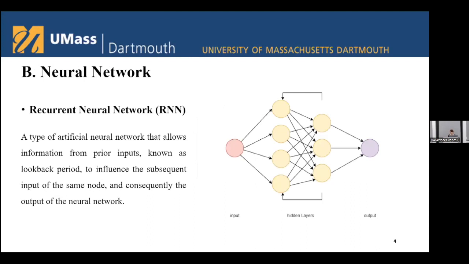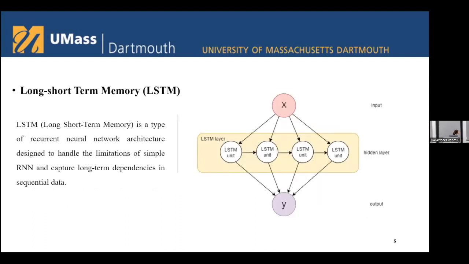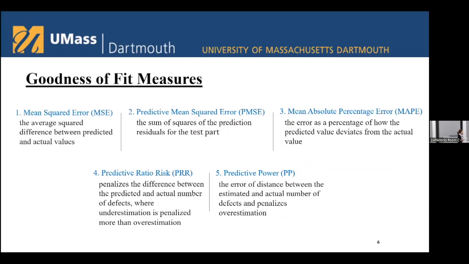We used two neural networks. First, a recurrent neural network, which is a type of artificial neural network that allows information from prior inputs, known as the lookback period, to influence the subsequent input of the same node and consequently the output of the neural network. However, it has some limitations, and we use long short-term memory to address part of these limitations. It is designed to capture long-term dependencies in sequential data.